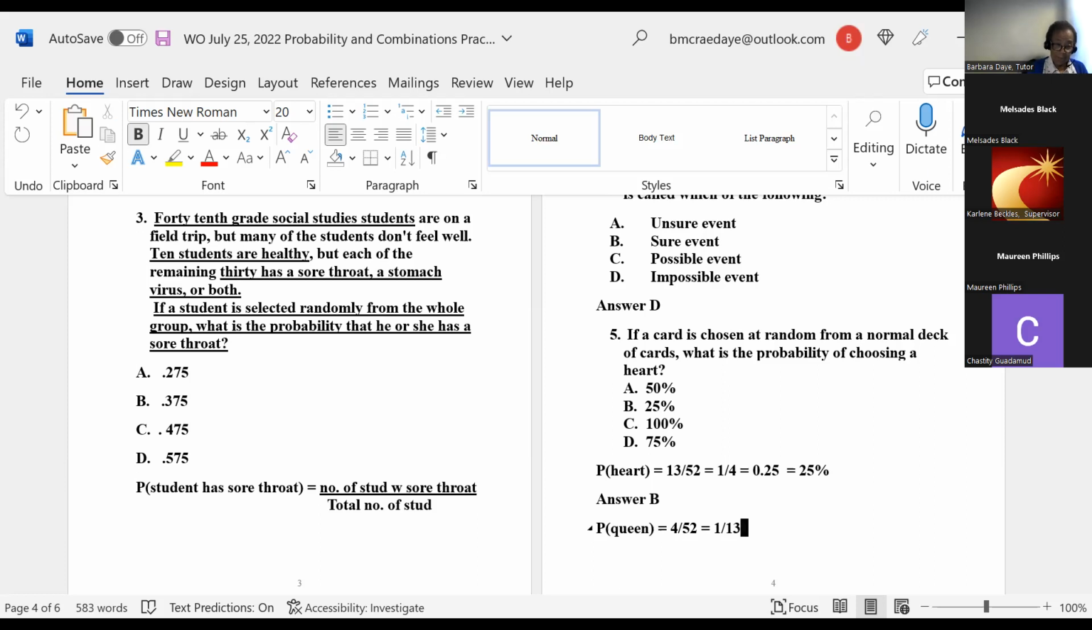That's what it's equal to. You divide the numerator by 4 and the denominator by 4. 4 into 4 one time, 4 into 52, 13 times. So the probability is 1 over 13. That's right. Probability of selecting a queen: how many queens are possible? There are 4 in the deck. How many cards in the deck total? 52.